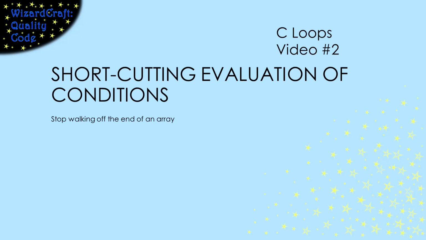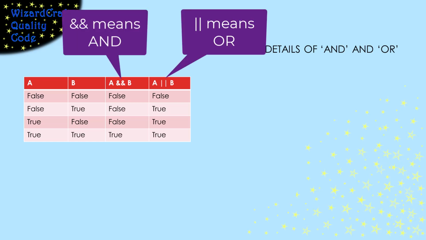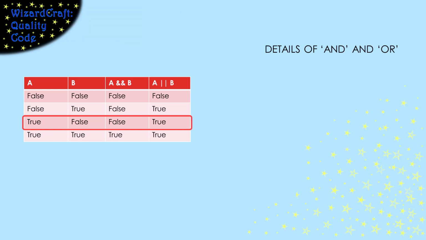In C, and many other languages, the details of how the compiler codes the evaluation of conditions gives us a trick to stopping sentinel-controlled loops that are looking through a data set. This truth table shows us the definitions of the and or operators. For example, if A is true and B is false, then A and B is false, but A or B is true. There's something really important to notice here.